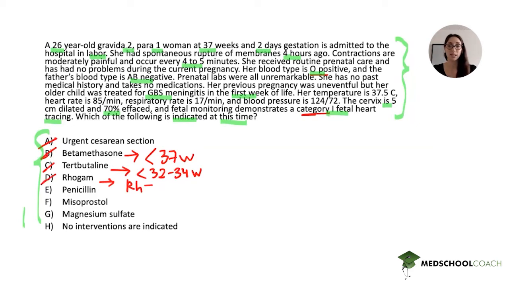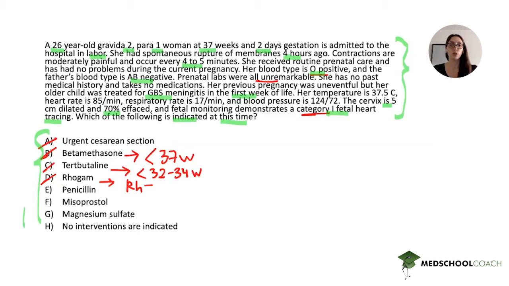Penicillin. This is testing your knowledge of the indications for penicillin antibiotic prophylaxis for GBS. We're not told anything about the mother's GBS status specifically, although we are told that prenatal labs are all unremarkable. So we can assume that she's GBS negative in the current pregnancy. We are told something about GBS in the previous pregnancy, and we may not know exactly how to interpret that. So let's hold off on that one, and we'll come back to it.